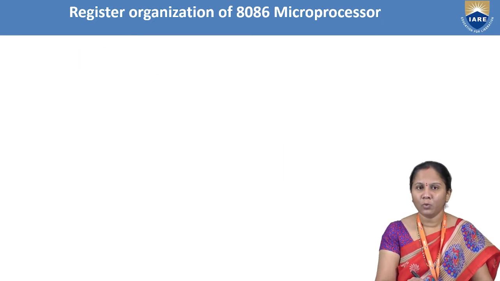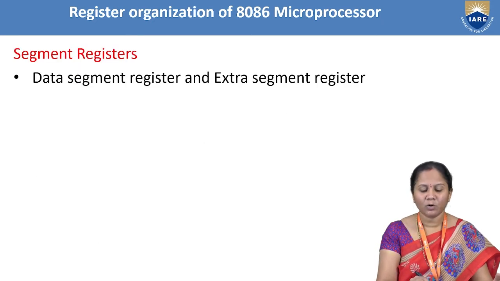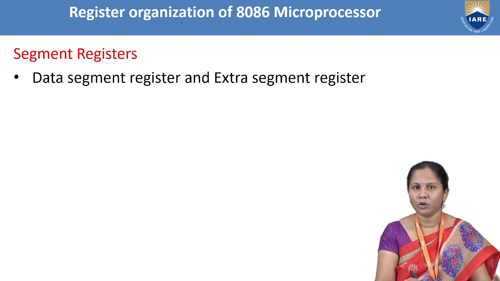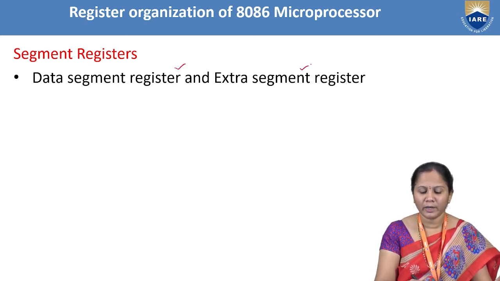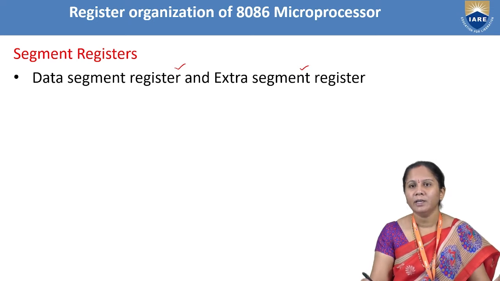Then how will it be changed? The code segment register will be changed automatically. That means the code segment will be updated automatically when instructions like jump, call and return are executed.